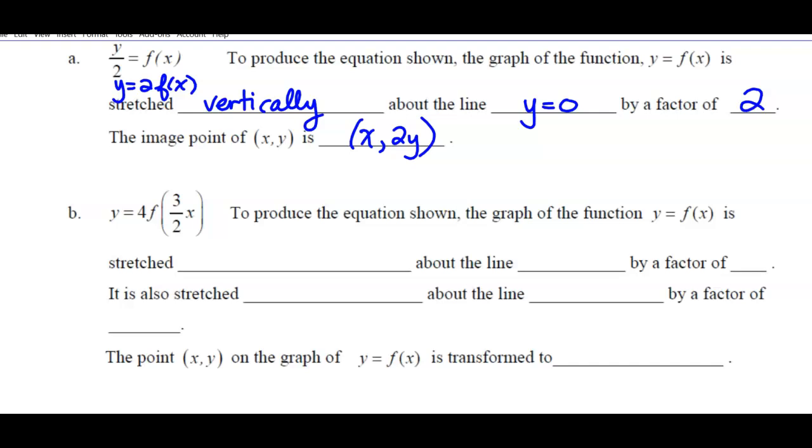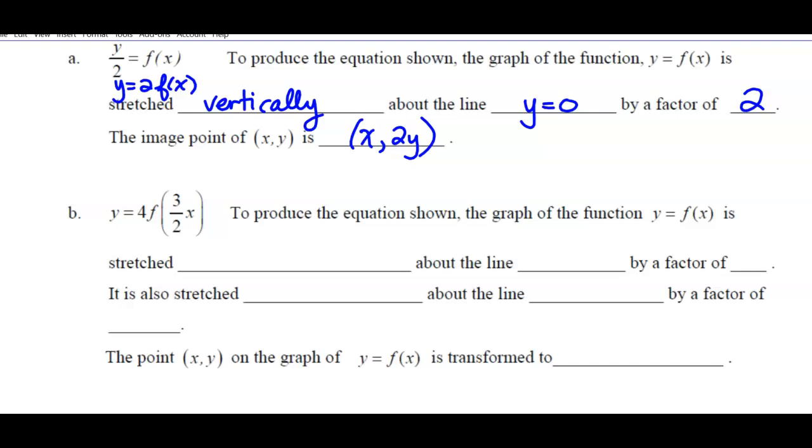Okay, next one has 2 stretches. Doesn't matter which goes first, vertical or horizontal. Because when you do them, you're dealing with a vertical stretch, you're changing the y value. Horizontal stretch, you're changing the x. So they have nothing to do with each other. So the order within stretches doesn't matter. So you can say it in either order.